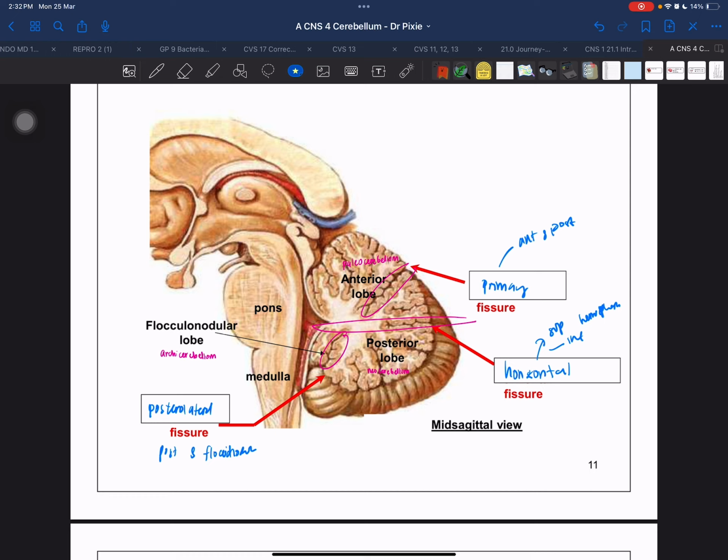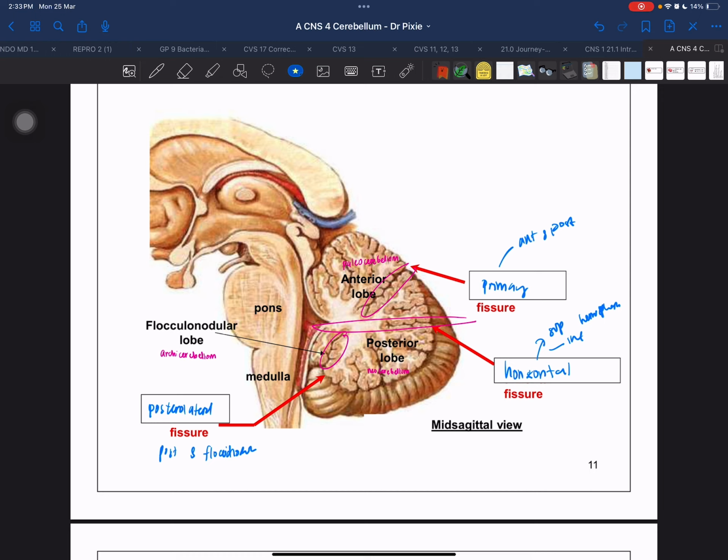And you'll find that the posterior lobe is really big because this is the newest part in the evolution, neocerebellum. And then the posterior lobe itself has one very sharp, very big fissure. This fissure is called the horizontal fissure. This horizontal fissure will divide the cerebellum into upper and lower halves. Then later on you have another fissure called posterolateral, at the posterior side, lateral. The posterolateral fissure will divide the posterior lobe from the flocculonodular lobe.